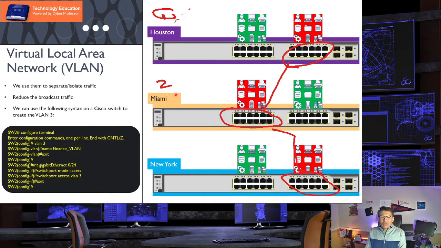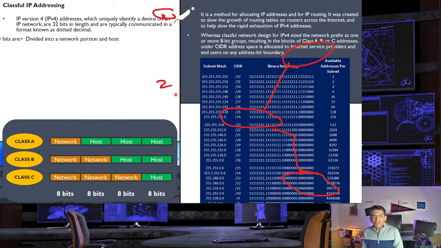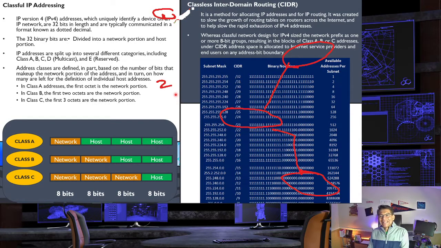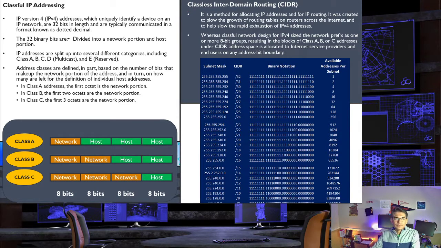So then we will be talking about classful IP addressing and comparing that with classless interdomain routing, or CIDR. So for classful IP addressing, and let me just make sure that I remove some of the notes that we placed on our screen so it's easier for you to see. For classful IP addressing, the IP version 4 addresses, which uniquely identify a device on an IP network, are 32 bits in length and are typically communicated in a format known as dotted decimal. So we know about that because we have been looking at different IP addresses all along.